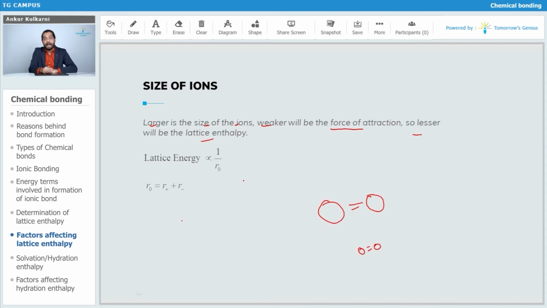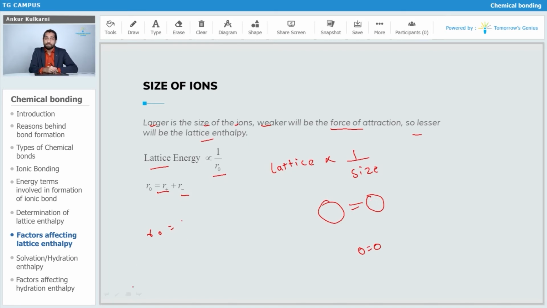Okay, so we can say that lattice energy is inversely proportional to the size of your cation and anion. Now you can see the relationship on the screen that lattice enthalpy or lattice energy is inversely proportional to R0. Now what is R0? R0 is the total size of the molecule, that is the size of the cation plus the size of the anion. Simple as that. So size of the ion is another factor responsible for the lattice enthalpy.